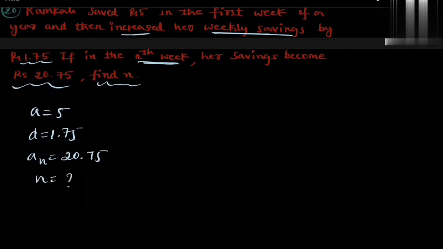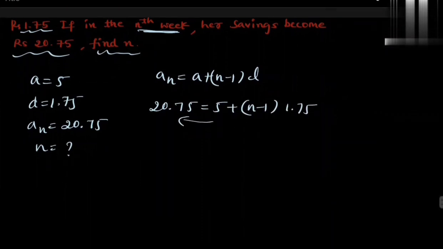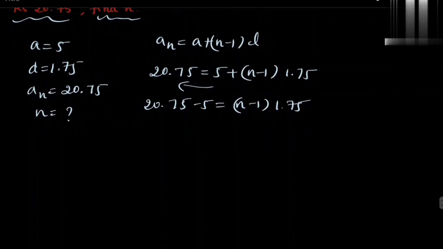So we know the nth term of an AP, right? That is an is equal to a plus n minus 1 into d. So here 20.75 is equal to a, which is 5, plus n minus 1 into d, which is 1.75. Move 5 to this side. So 20.75 minus 5 is equal to n minus 1 into 1.75. So 20.75 minus 5 is 15.75 is equal to n minus 1 into 1.75.